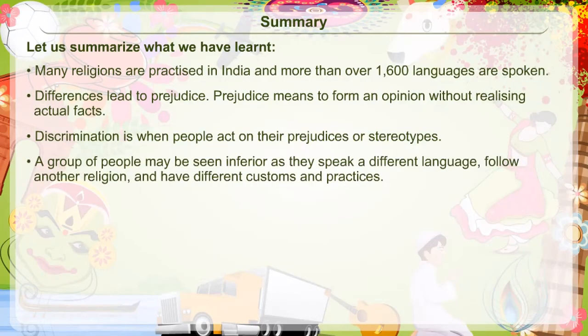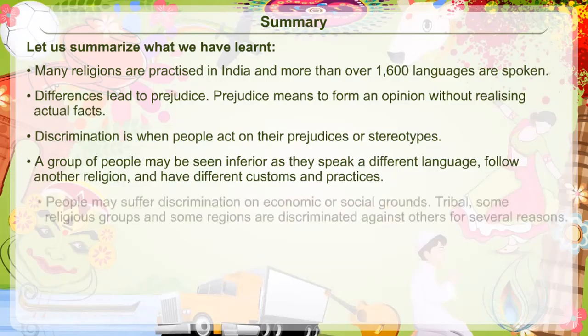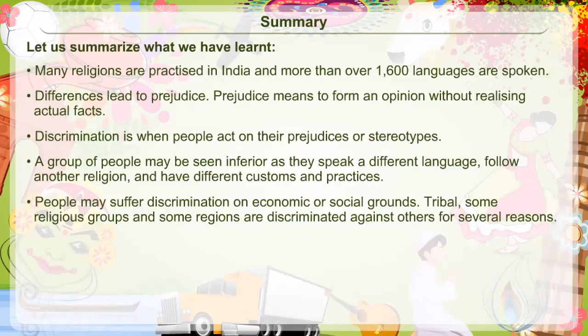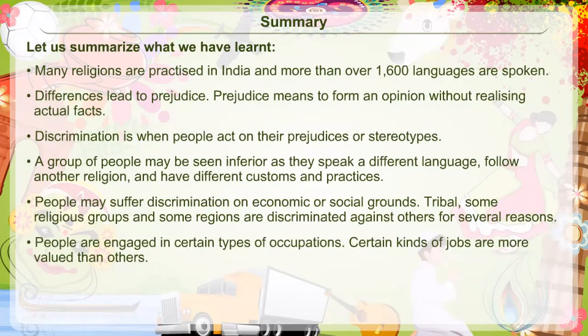A group of people may be seen as inferior as they speak a different language, follow another religion, and have different customs and practices. People may suffer discrimination on economic or social grounds. Tribals, some religious groups, and some regions are discriminated against for several reasons. People are engaged in certain types of occupations. Certain kinds of jobs are more valued than others.